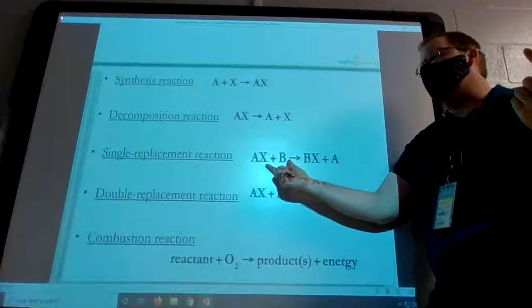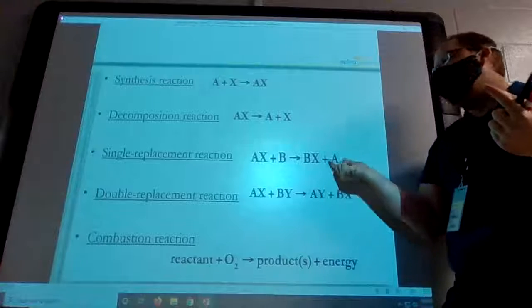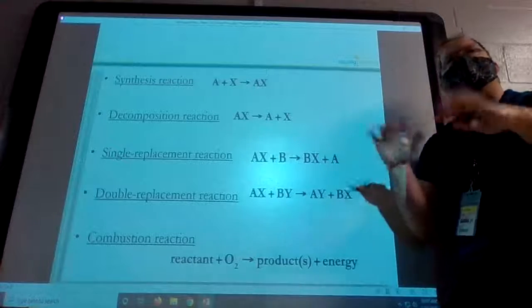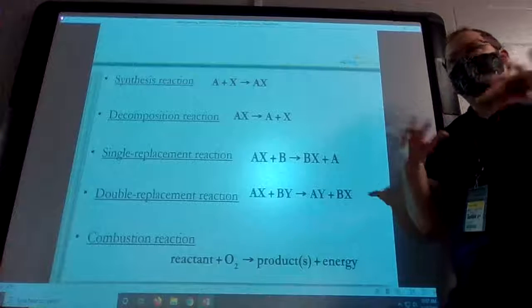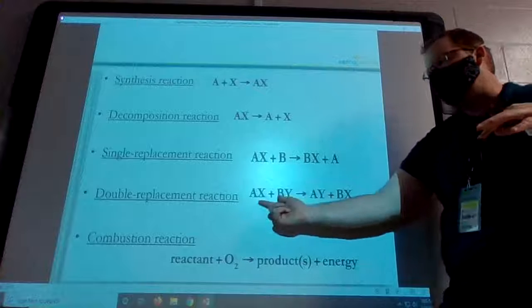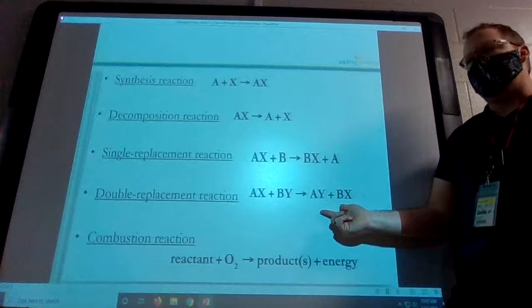Single replacement, I'm just switching individual elements, and something's going to be by itself. So I start off with single replacement. B is all by itself. I switch it with A. Now A is all by itself. That's single replacement. If I'm doing the same thing, but nothing's by itself, everything's paired up with another element, that's going to be double replacement. So A and B switch places, but they're never alone. They're always next to a Y or an X.